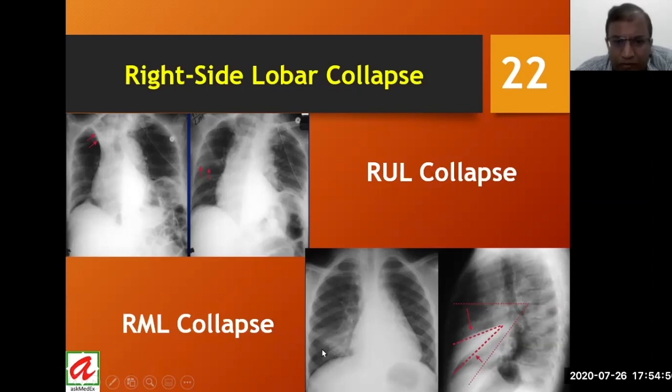Here in this case, we see an ill-defined opacity which is obscuring neither the right cardiac border nor the right hemidiaphragm. So we could not be sure whether it is consolidation or collapse. But when the right lateral view of the chest in the same patient was taken, we could see a triangular opacity which was overlying the cardiac shadow. So this was a case of a right middle lobe collapse.